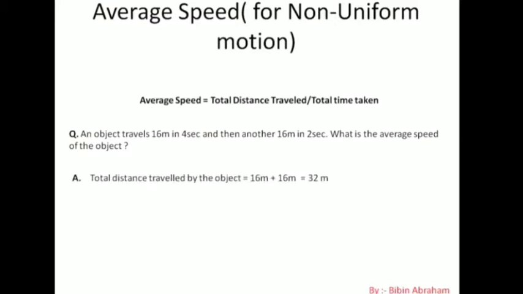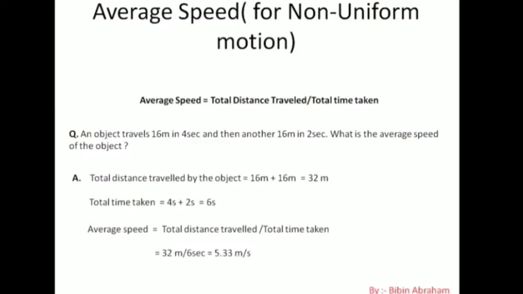All right, total distance traveled by the object is 16 meter and 16 meter, yes or no? Total is 32 meter, and total time taken is, first, in order to travel the first 16 meter it took 4 seconds, in order to travel the next 16 meter it took 2 seconds, total time taken is 6 seconds. Average speed is total distance traveled divided by total time taken, yes or no? Right, simply you can write 32 meter divided by 6 seconds, that is 5.33 meter per second.